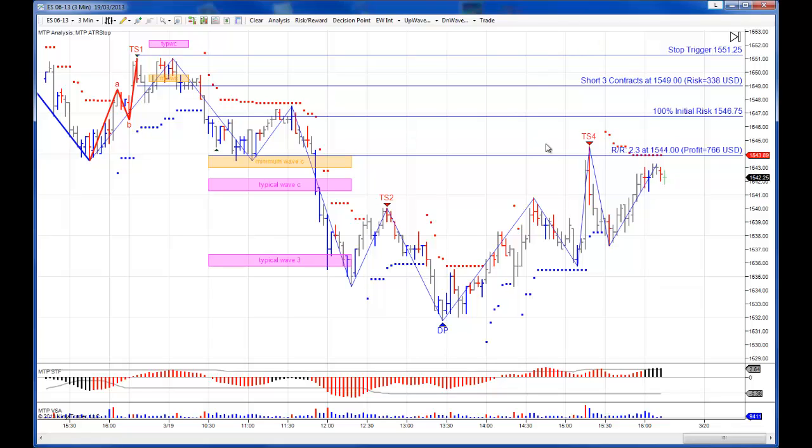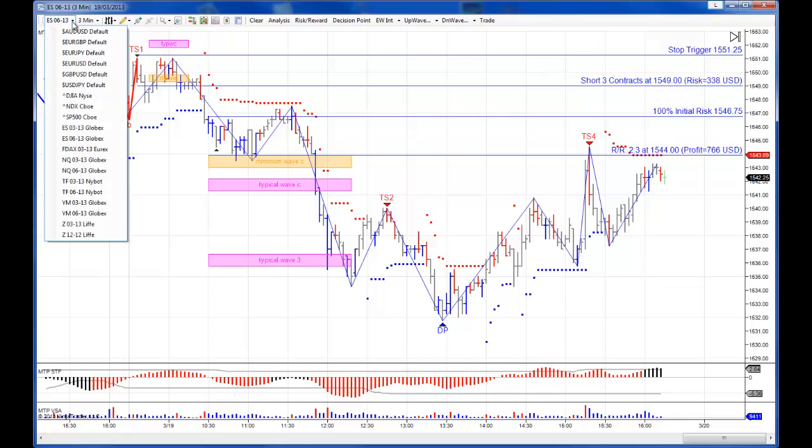Remember, we talk about R's as risk units. In other words, we calculate the number of contracts, lots, or shares, which is what we call position sizing, to keep our initial risk small and under control. Other markets had equally good days.